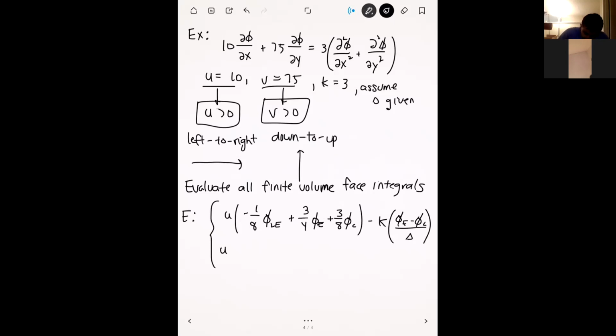And then for the second version, we're going to use the other QUICK scheme. So the other QUICK scheme is u times minus 1/8 phi w plus 3/4 phi sub c plus 3/8 phi sub e, minus k times phi sub e minus phi sub c, all divided by delta. And remember, with the diffusion term, we just leave that alone because the diffusion term is perfect and we love it, and it has done absolutely nothing wrong. Based on which direction the velocity is going, which of these QUICK schemes should we use for this problem?